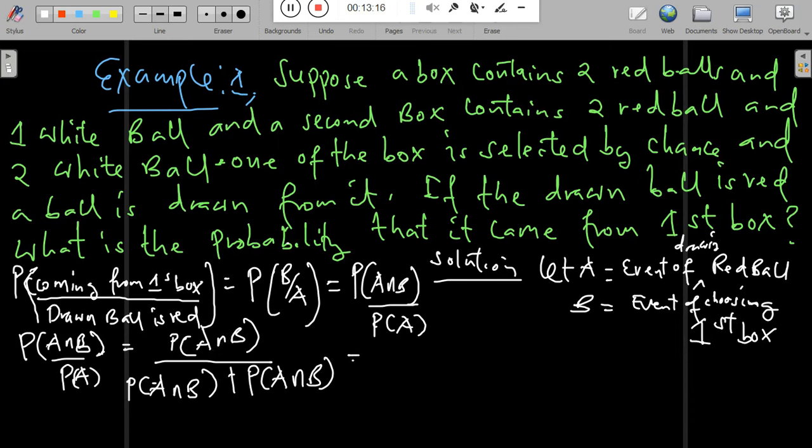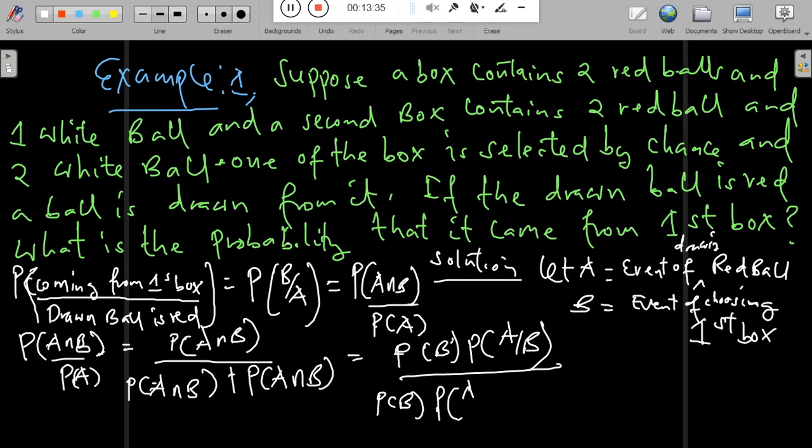So we generalize our formula. Our probability will be equal to the probability of A intersection B, which, when you apply the multiplication rule, is equal to the probability of B times the probability of A given B, divided by the probability of B times the probability of A given B. Since we are dealing with two boxes, we indicate again the probability of B complement, times the probability of A given B complement.